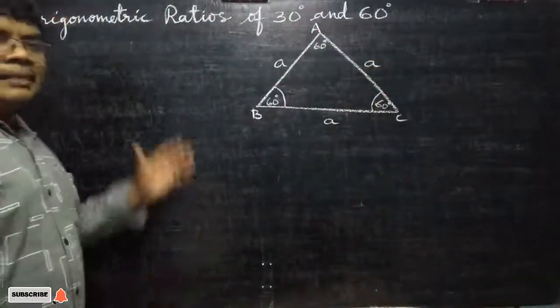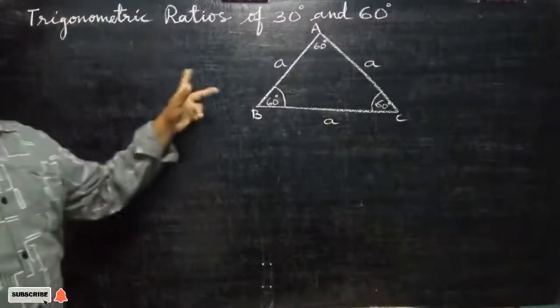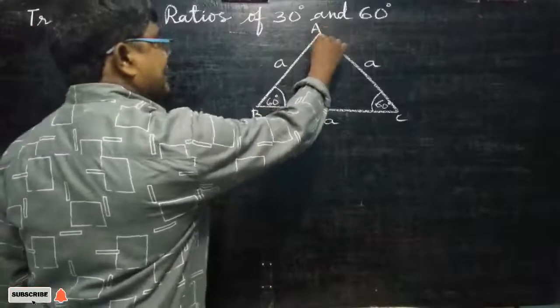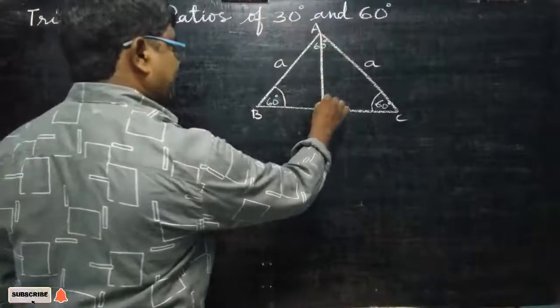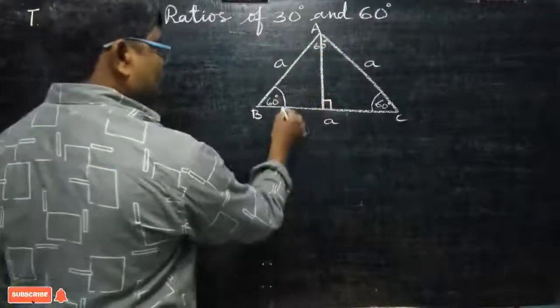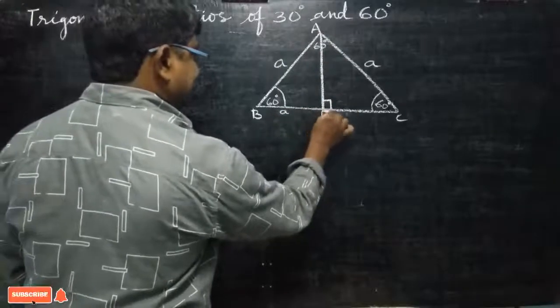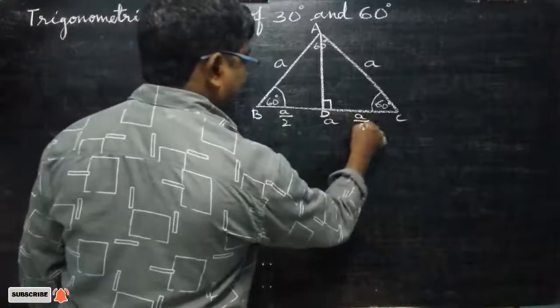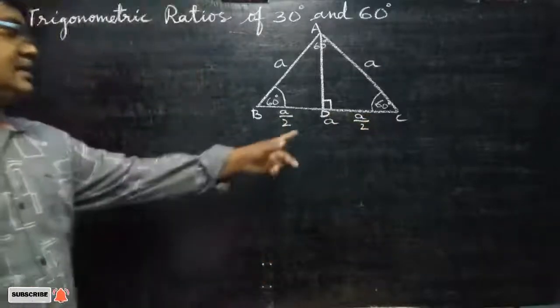Now, the complete trigonometry chapter depends upon the right angle triangle. So draw AD perpendicular to BC. Perpendicular means 90 degrees, and mark it as D. So this will become A by 2 and this is half, A by 2. This is A.